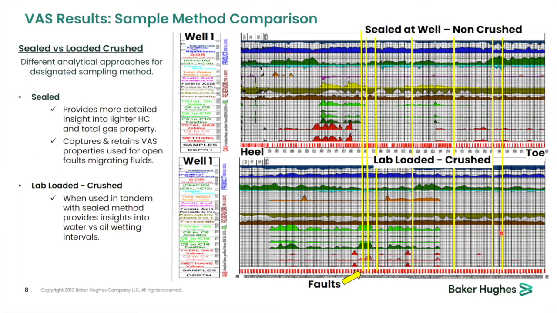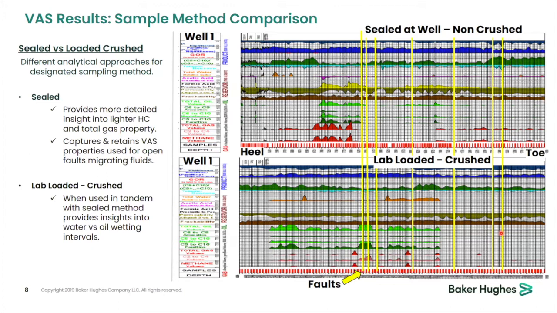The two property logs on the right are from the same well, well one. The top log suite represents the sealed at well, while the bottom represents the crushed lab loaded samples. When viewing the logs, it's good to orient yourself as to where you're actually looking at downhole. So for example, the heel of the lateral is located on the left portion of the property log, and as you move to the right, you're going down the lateral towards the toe of the well. Also, for a little extra information provided by the Baker Geosteering team while drilling, the yellow lines indicate where they cut faults in the well.